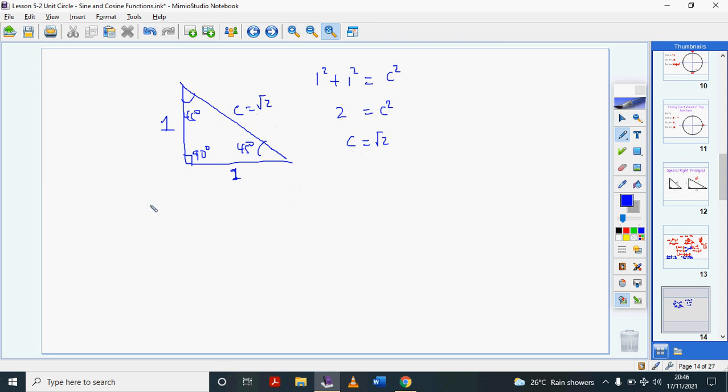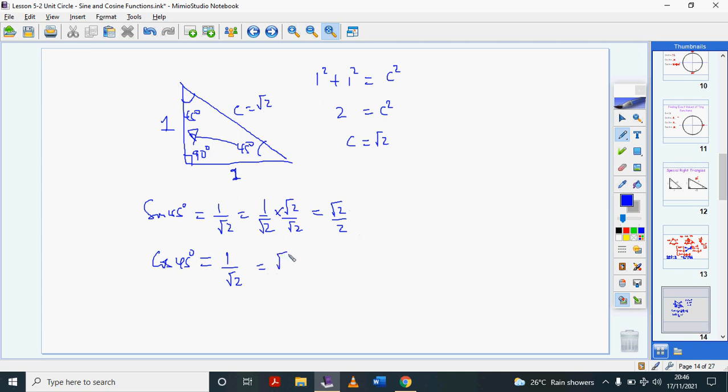Therefore, from this triangle, I can find the sine of 45 degrees, which will be opposite over hypotenuse. Opposite is 1, hypotenuse is root 2. I can find the cosine of 45 degrees as well, which is adjacent over hypotenuse. The adjacent is still 1, the hypotenuse is still root 2. I need to get rid of the root 2 from the denominator, and I do that by multiplying it up and down, and I end up with root 2 over 2 for sine, and the same thing, root 2 over 2, for cosine. So the cosine of 45 degrees and the sine of 45 degrees are the same exact thing.